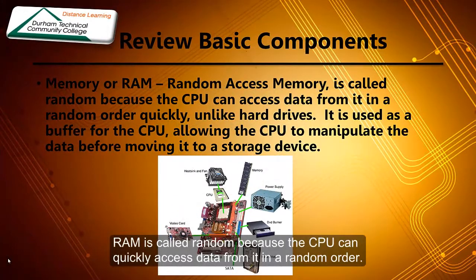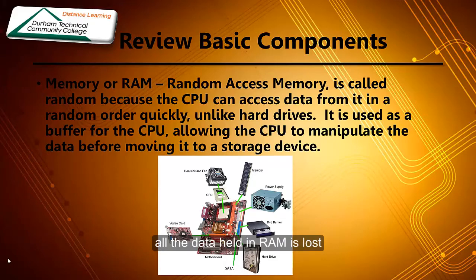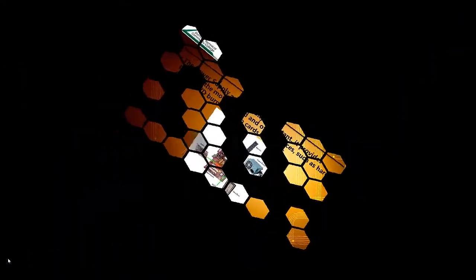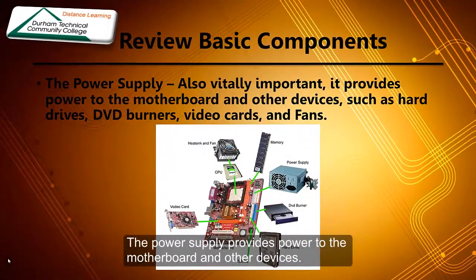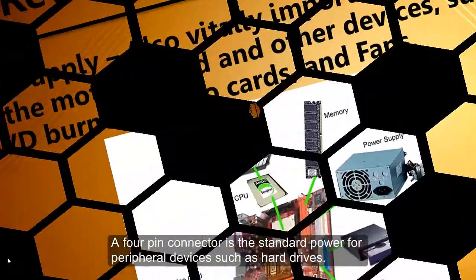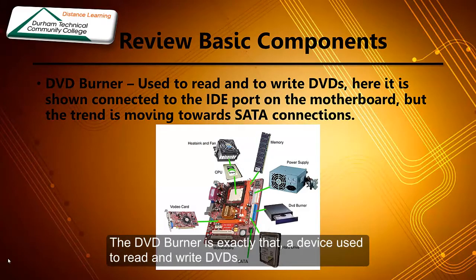RAM is called random because the CPU can quickly access data from it in a random order. RAM is used as a buffer for the CPU, but when you shut down, all the data held in RAM is lost. Think of it as a staging area between the hard drive and the processor. The power supply provides power to the motherboard and other devices. A 4-pin connector is the standard power for peripheral devices such as hard drives. The DVD burner is exactly that, a device used to read and write DVDs.